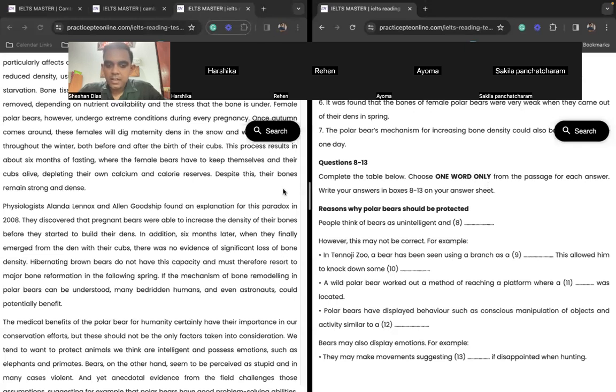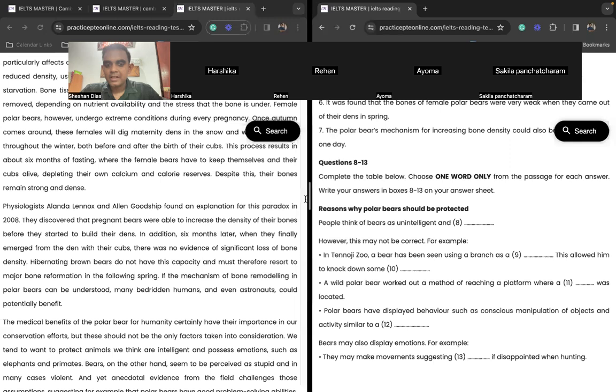All right. There are 6 different types of word counts that you can get, right? You can either get 1 word only, 2 words only, 3 words only, 1 word and or a number, 2 words and or a number, 3 words and or a number, right? These are the 6 types of word counts that you can get.